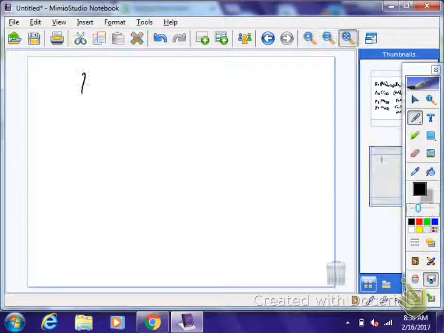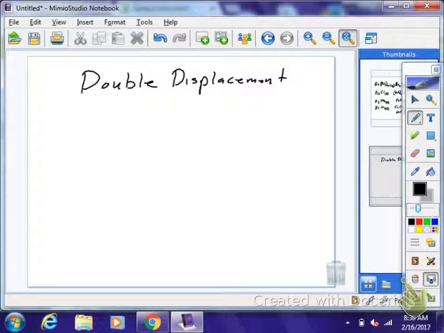These are called double displacement reactions. Okay, we did single displacement. You got a single element by itself. Well, it may displace, it may not. We have double displacement reactions. So we'll go ahead and do a couple examples of double displacement.